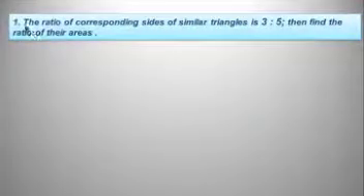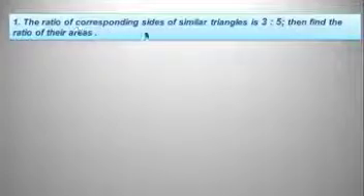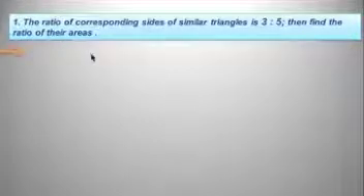Examples. Example number 1. The ratio of corresponding sides of similar triangles is 3 to 5. Then find the ratio of their areas. Solution.